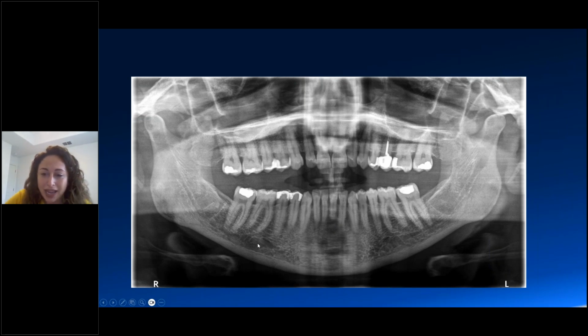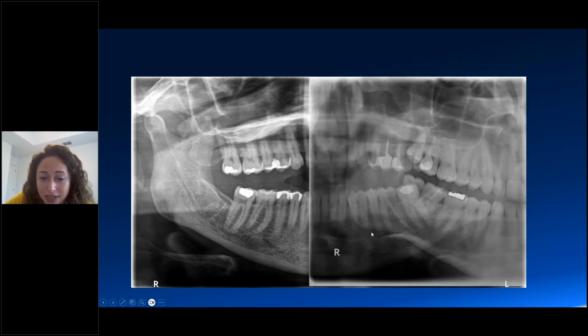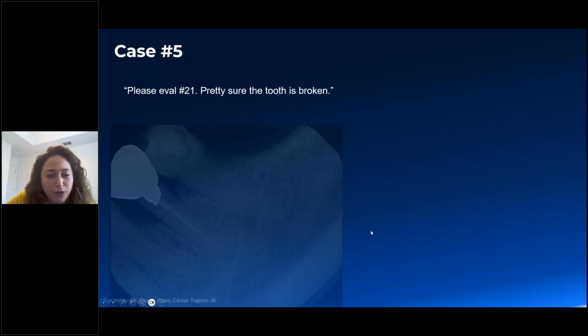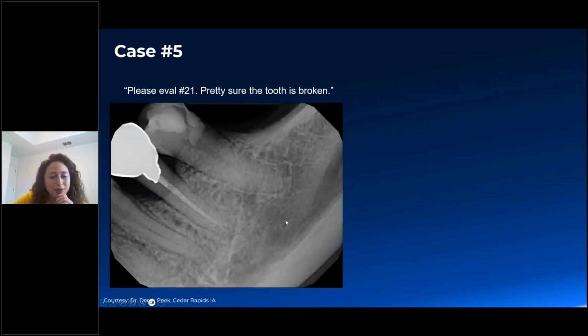Taking a CBCT scan, investigating further, making sure our questions are being answered is just as important as the clinical evaluation in this case. Okay. Now, if we go back to endo, here are some examples where you can see, look at number 21. I'm pretty sure the tooth is broken. But it's easy to see, there's a crown, we have crater-shaped bone loss, the tooth is already treated.